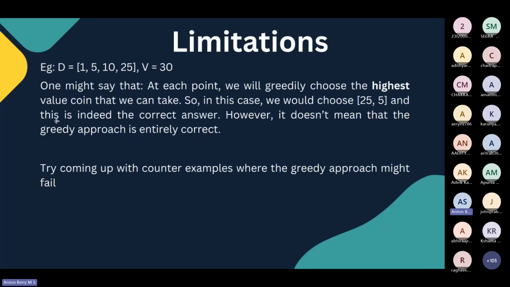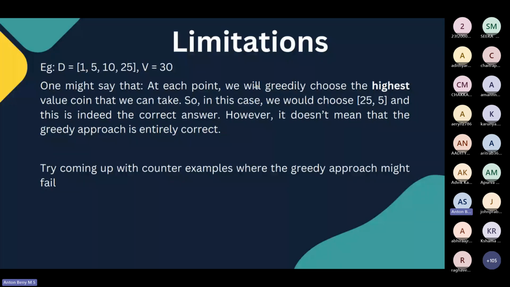So for this given example, 1, 5, 10, 25, and the value of 30, one might say that we'll take a greedy approach where at each point we'll greedily choose the highest value coin that we can take. Because you're trying to minimize the number of coins, it would be beneficial for you to maximize the value of the coins. So this is a greedy approach where you just choose the highest value coin that you can take at that state.